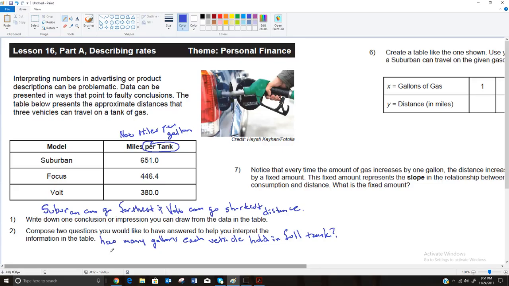And any other questions that you'd like to have answered, you might come up with some different things, but we'd probably like to know how many miles per gallon each vehicle gets. We can find out that information. So how many miles per gallon will the Volt go? How many miles per gallon will the Focus go? And how many miles per gallon will the Suburban go?